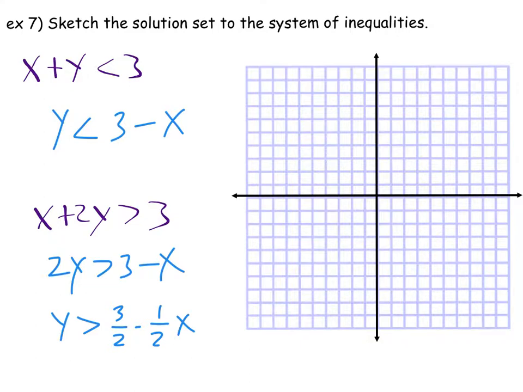So my first I can put up here pretty quick. Not a whole lot to do with this one other than to just basically copy down what I had from the previous problem. And we already tested 0, 0 and saw that it was not a solution point, so we'd have to shade the other side.